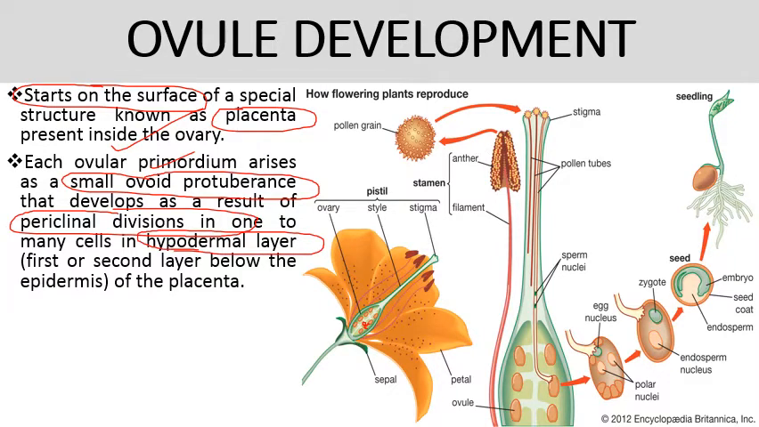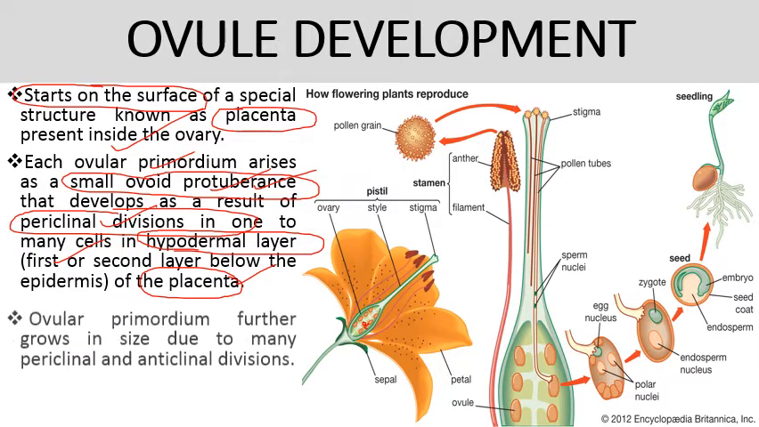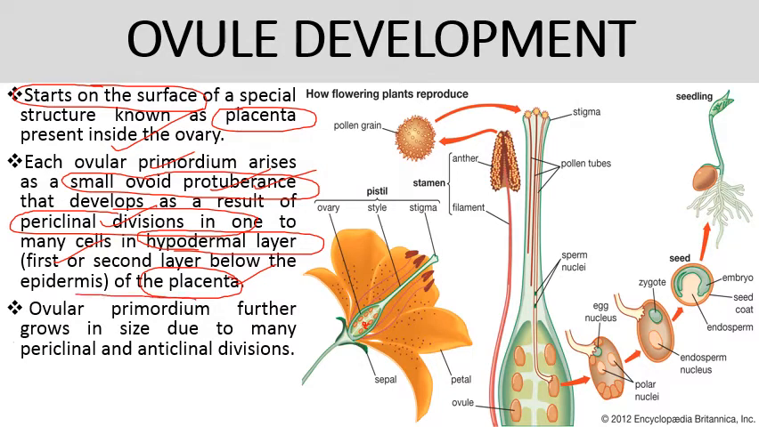In the hypodermal layers, either a single cell or many cells will undergo periclinal division, and they will give rise to this small ovoid protuberance, which will form the future ovule. The hypodermal layer may be the first or second layer below the epidermis of placenta. So in the hypodermal layers of placenta, an ovoid protuberance arises, the ovule.